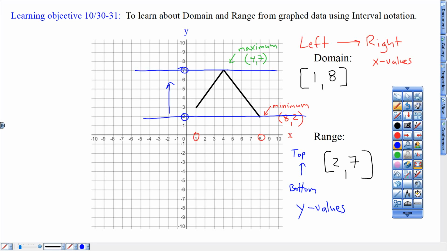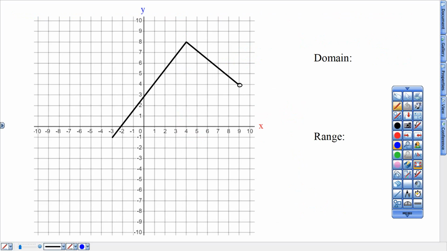And then we'll take a look at the shape of the brackets: square brackets if the data is solid, rounded brackets if it's open data. And what I mean by that is this one right here. This one is an open data point. That means I'm going to use a rounded bracket, open.